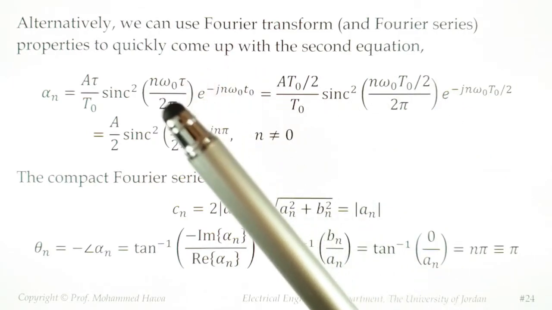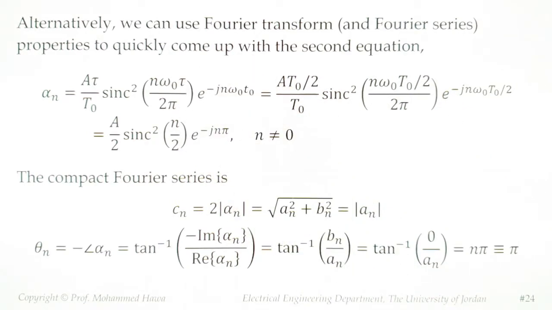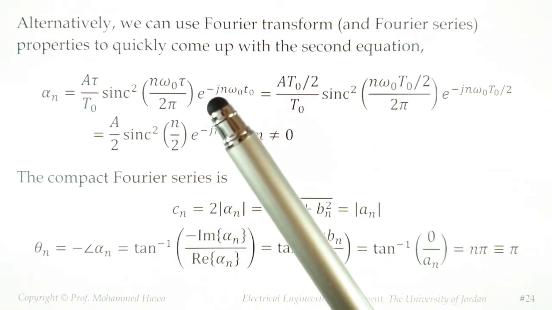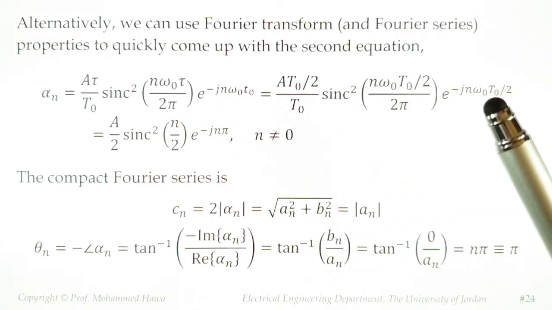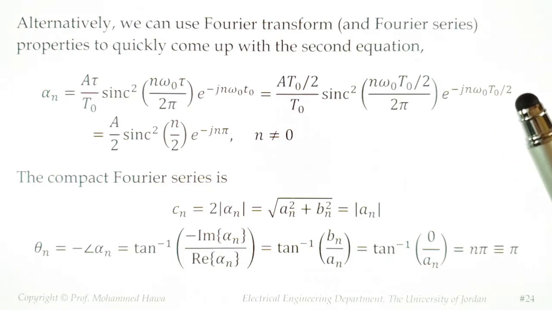Not only that, but I will multiply by this extra exponential because of the time shift. And the time shift is to the right, so I'll multiply by e to minus j n omega naught t naught, where t naught represents the shift of the fundamental period t naught over 2.